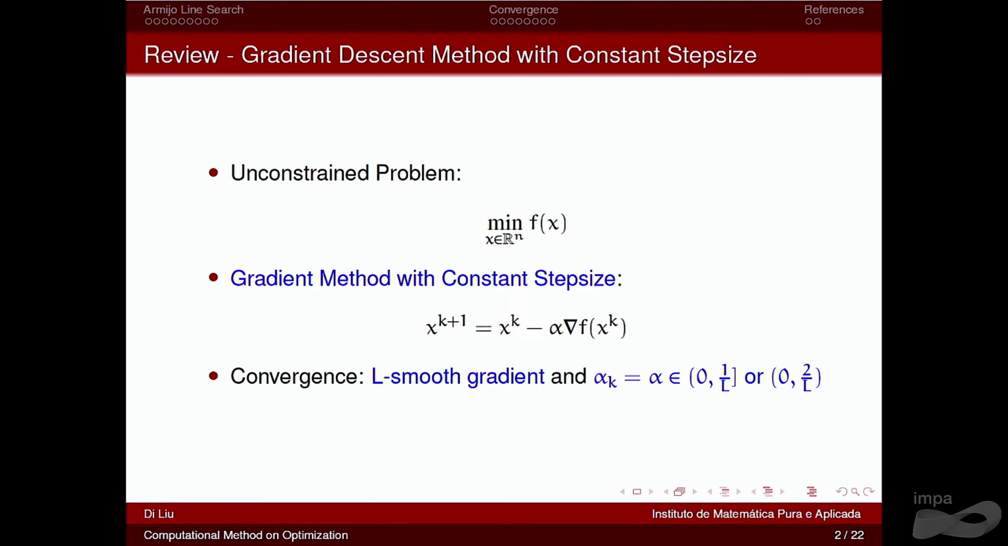Actually, in some materials, you can see they also choose alpha in the range 0 to 2 over L. If you choose this, you cannot have the equality here. But if you choose 1 over L, you can use the equality here. This is the simplest one.